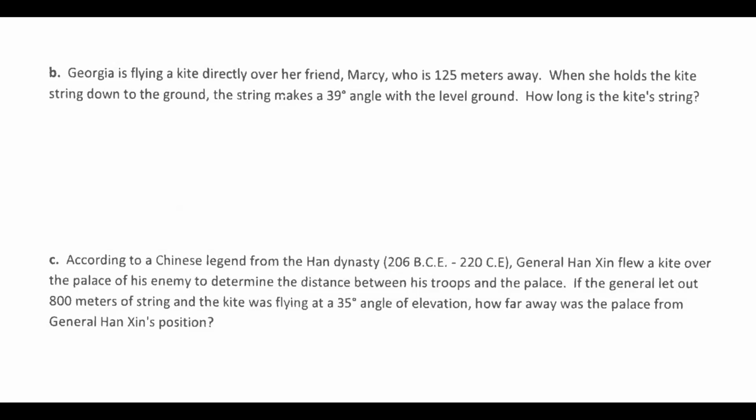So let's start with a picture. We've got the kite string, and here's the ground, and she's holding it down to the ground. That's why it's all the way down. And then here's our kite up here, and Georgia is over here. Her friend Marcy is over here directly under the kite. And this is how high the kite is above Marcy.